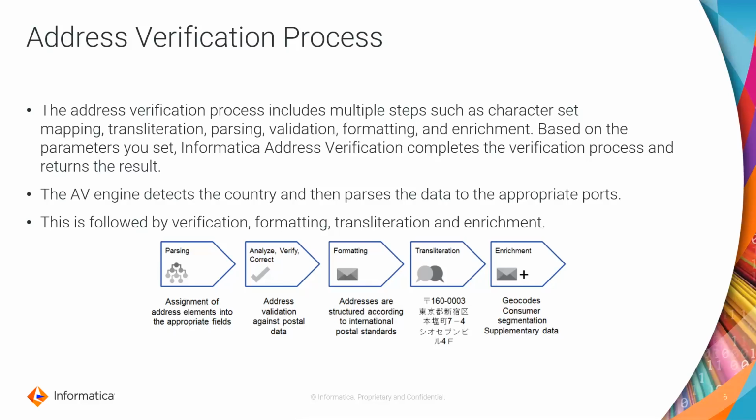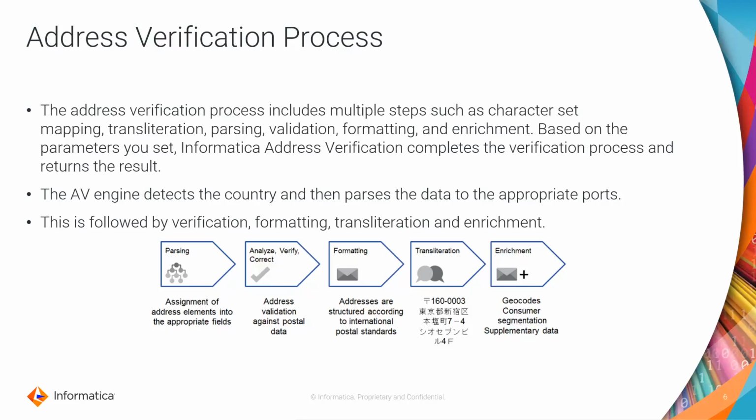In the first step, the AV engine detects the country in the input, and then it uses its parsing logic to move the data from the input to appropriate output fields. This is then followed by the verification process, in which the AV engine does a lookup against the reference database files. The data in these reference database files are obtained from the respective postal authority of different countries. After the verification process, the address outputs are now formatted as per the International Postal Standards.